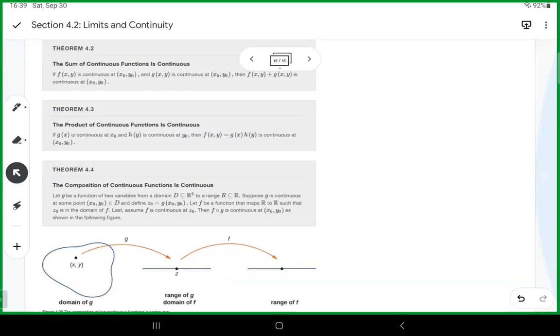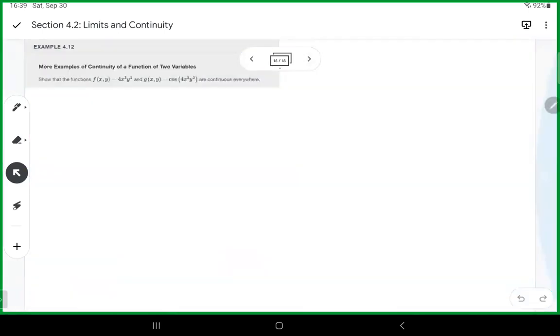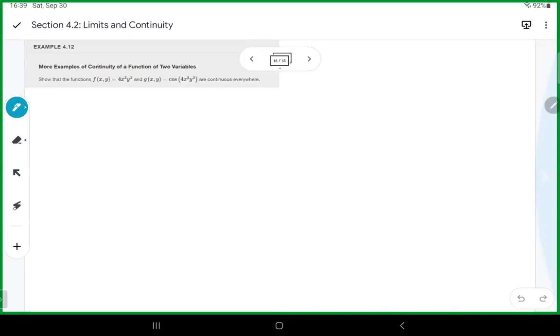Okay. Very close to being done. Okay. I think this is our second to last example. So, more examples of continuity of a function of two variables. Show that the functions f of x y and g of x y are continuous everywhere.